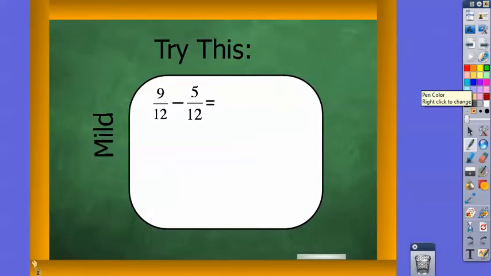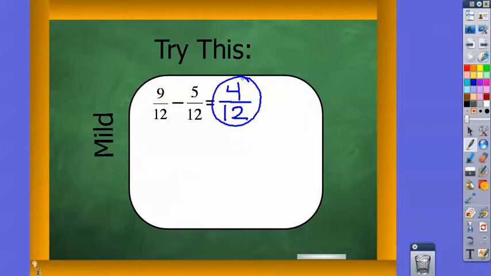Let's try this problem. 9/12 minus 5/12. Well, my first step says I need to keep the denominators the same. So I know that my answer is going to have a denominator that is 12, and I subtract my numerators. 9 minus 5 is 4. So 4/12 is my answer.